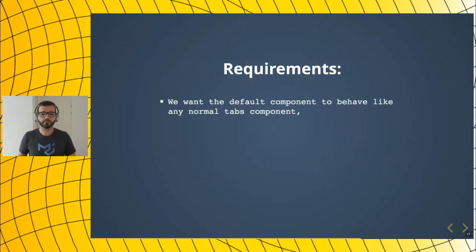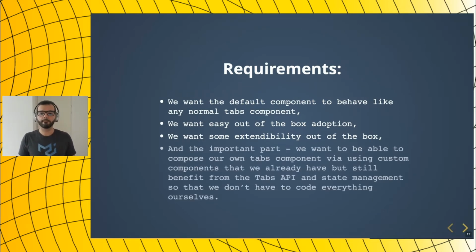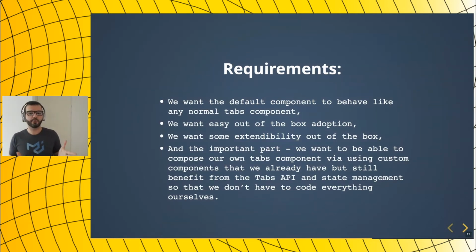So we want our tabs component to behave like any normal tabs component out of the box. Simple. We want some easy out of the box adoption, basically copy paste it and it works. We want some extendability out of the box, meaning that we want our out of the box solution to also have some props for easy modification. We'll see how we can do that. And the important part is we want to be able to compose our own tabs component via using custom components that we may already have, but don't care about how the state is being managed. So that still needs to be done by the tabs component that we're using.